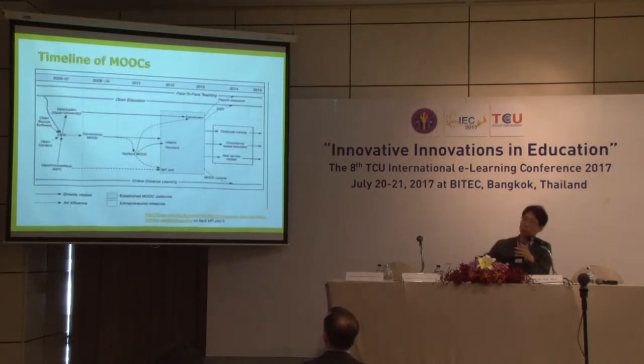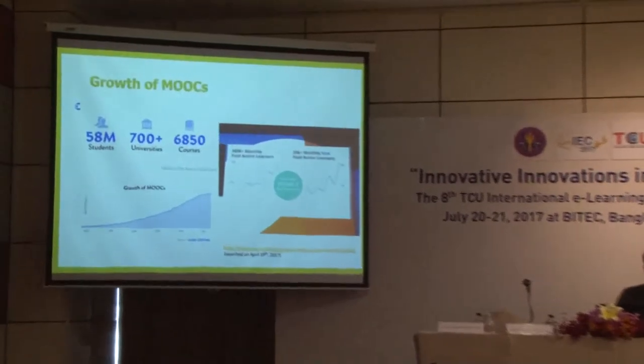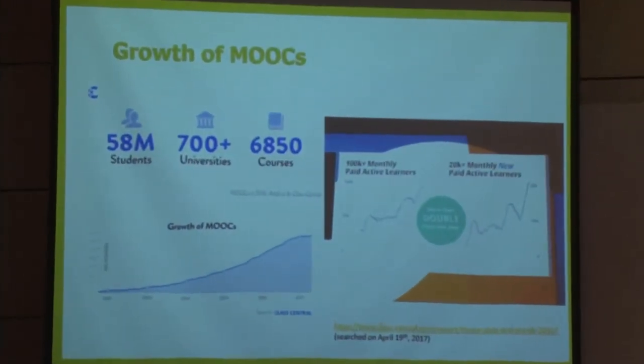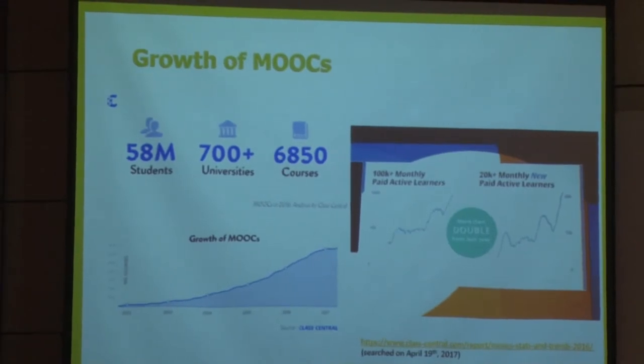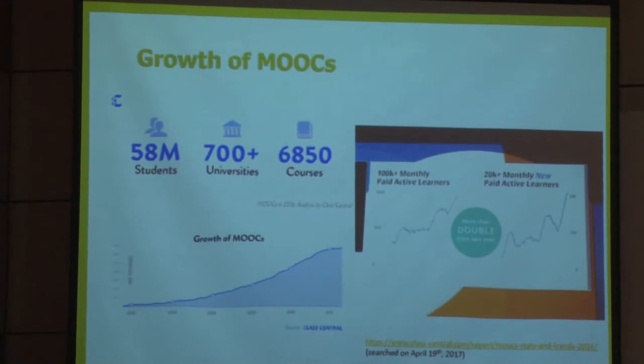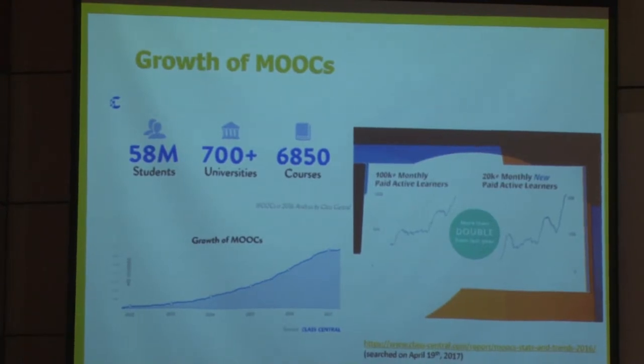And this is a kind of timeline of MOOCs. Just look at it, and you can understand the trends and development of major MOOCs in the world. 2012 is the year of the MOOC, as the New York Times mentioned. And as of around April 19th, 2017, at the global level, there are around 58 million learners in the world. And also 700 plus universities provide MOOC contents on MOOC platforms. And also 6,850 courses are operating on MOOC.